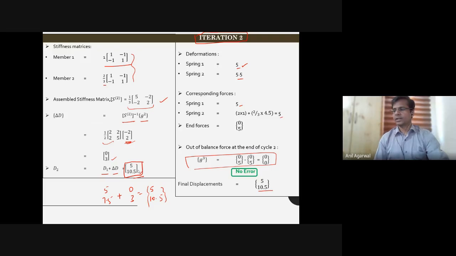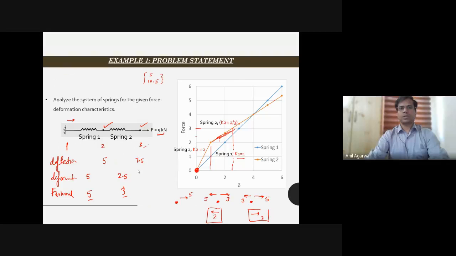Is that matching with what we had estimated before? Yes, sir. This is what we had estimated before.